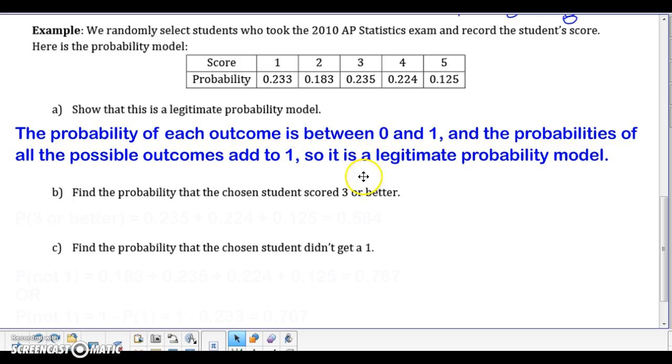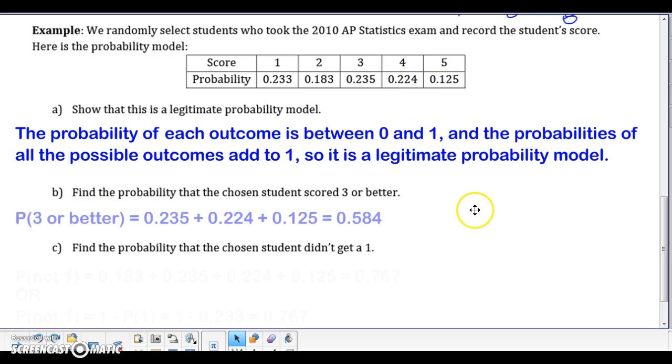Part B: find the probability that the chosen student scored 3 or better. 3 or better means 3 or more, because 5 is the best score and 1 is the worst score. Most people would say that's the probability of getting a 3 or a 4 or a 5, so I'm just going to add together these three numbers. If that's what you think, you're exactly correct. The total probability is a little bit over 58%, so a little over 58% is the probability of randomly selecting a student that scored 3 or better.